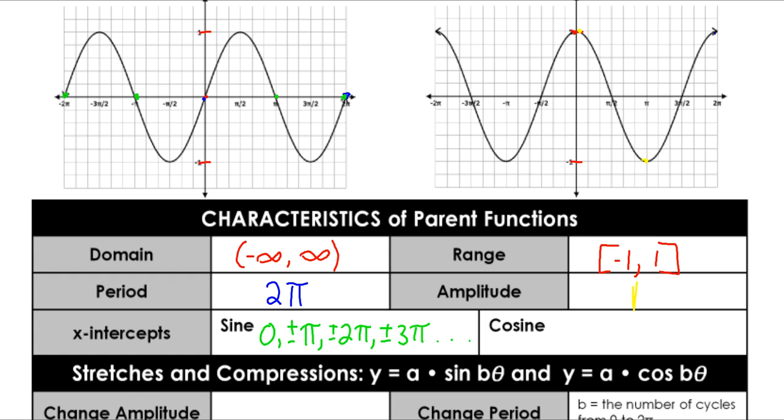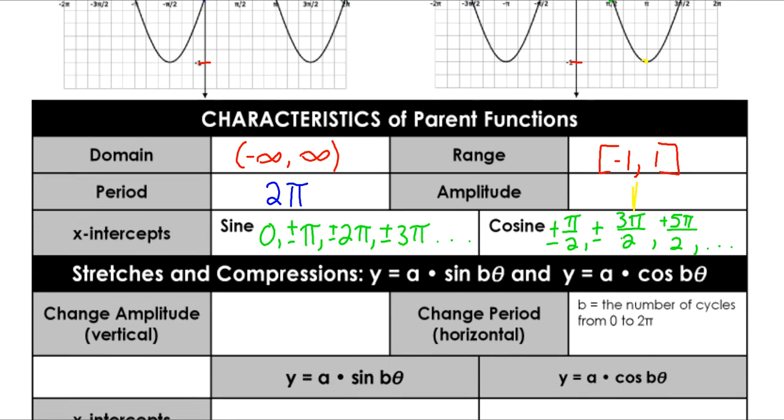For cosine, it's a little bit different. So for cosine, we can see that we have one at pi over 2 and -pi/2. So plus and minus pi/2. And then out at 3 pi/2 and -3 pi/2. And then it keeps going. So it's all the odd multiples of pi/2. So 1 pi/2, 3 pi/2, 5 pi/2. It would go again at 7 pi/2, and so on. So those are the x-intercepts, some of those key points.